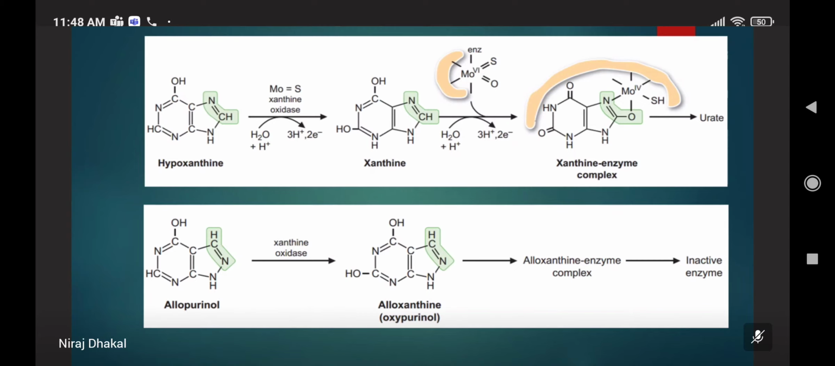This is a case of suicide inhibition, which is a special case of irreversible inhibition.